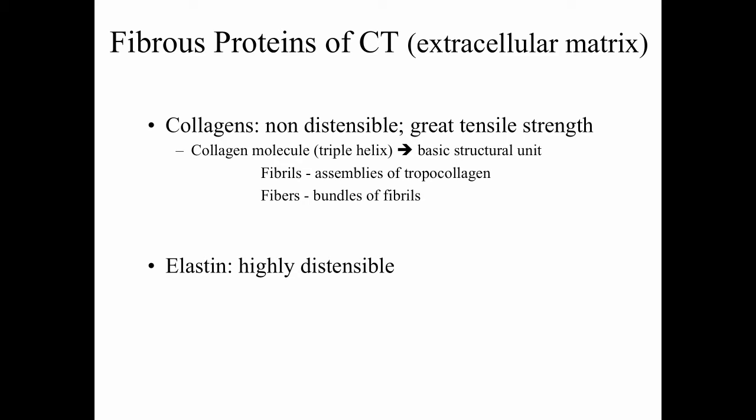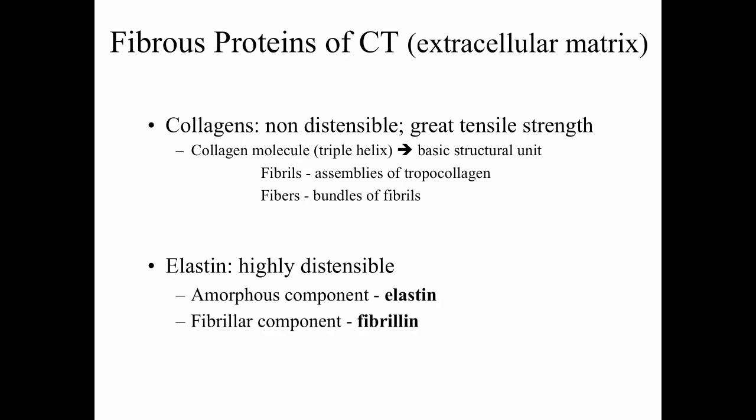Collagen fibrils are essentially assemblies of tropocollagen molecules, and the fibrils make up collagen fibers. A collagen fiber is essentially a bundle of collagen fibrils. Now, as we said, the collagen is not distensible, so it gives the connective tissue great tensile strength. On the other hand, elastin is very highly distensible, and there are two components to elastin fibers. That is an amorphous component, which is elastin proper, and there's a fibrillar component, which is called fibrillin.